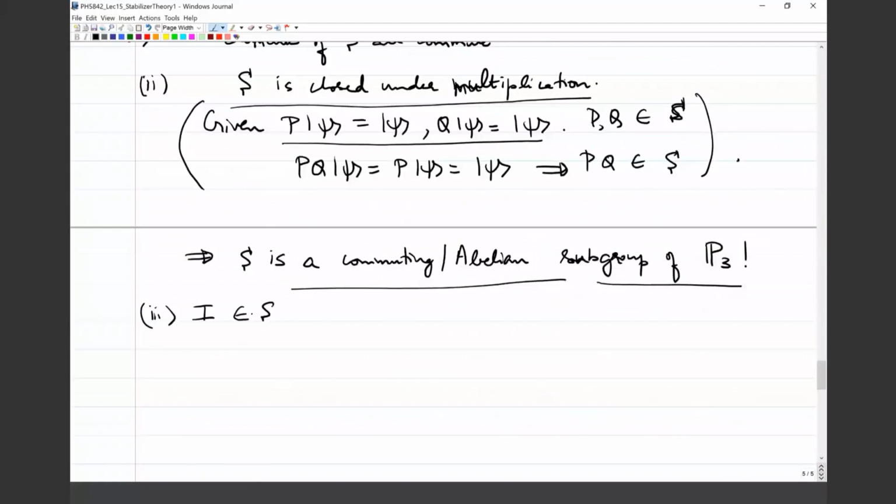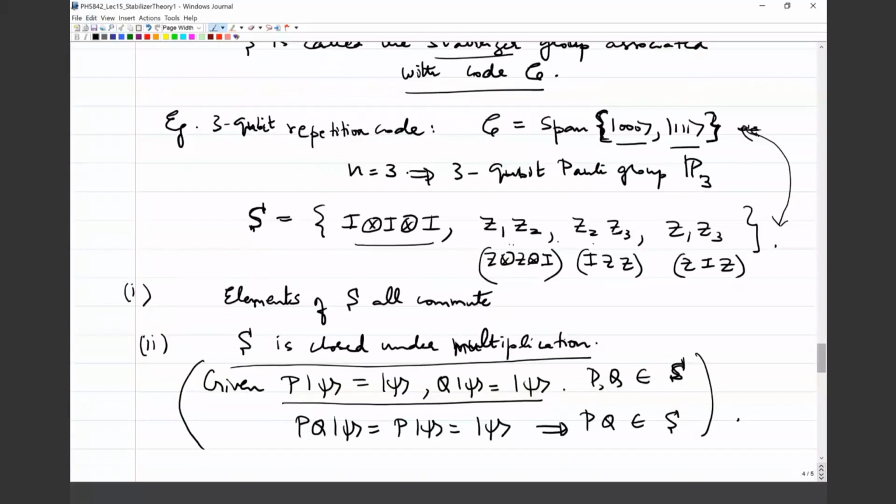And that also adds to the group property and all of that, because identity will always stabilize any vector space, right? So it's always an element of the group. So that's why it's a valid subgroup, because it always has the identity element. And because of the property of the Paulis that they all square to identity, you always have the inverse element also. Okay. So do you notice something about these Z1 Z2, Z2 Z3, Z1 Z3? If you go back to how we detected errors for the 3-qubit code, does it ring a bell?